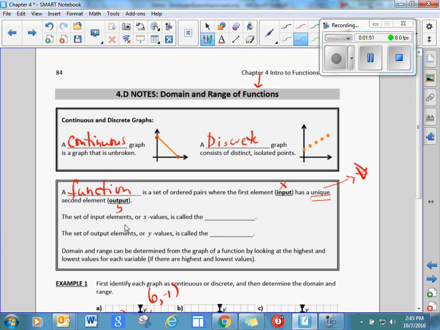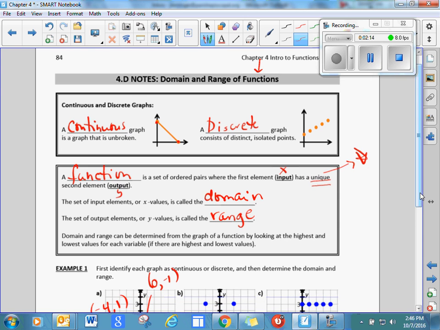The set of input elements, in other words, our x values in all of our ordered pairs, is called the domain. And the y values, the output elements, is called the range. So these are formal math terms that the sooner you learn them, the better. We're going to talk about actually looking at graphs and determining what the domain and the range are just by looking at the graphs. So we've got a couple examples down at the bottom of this page.